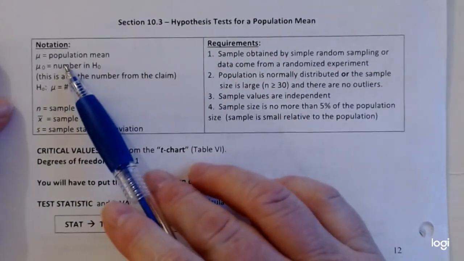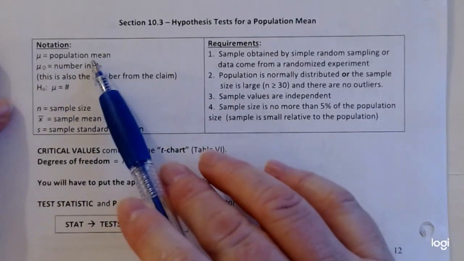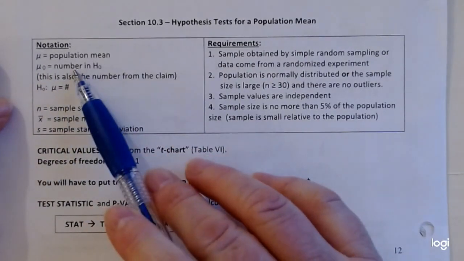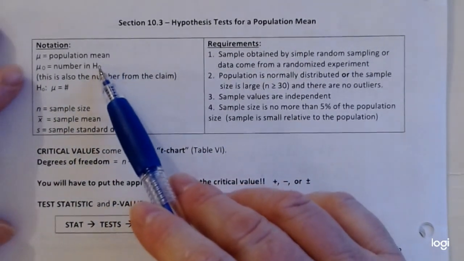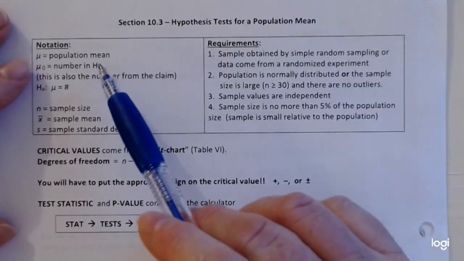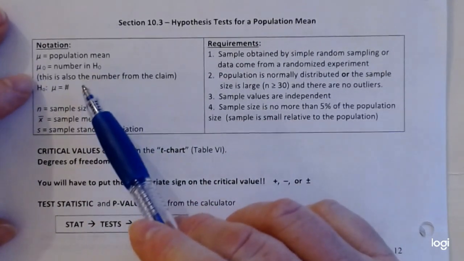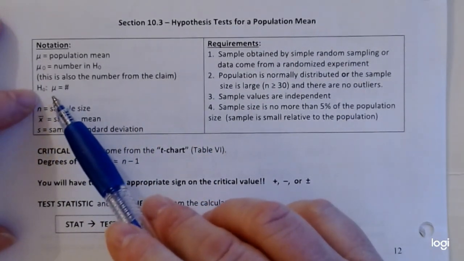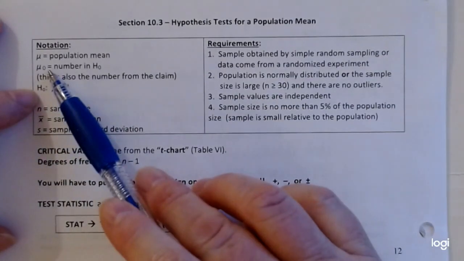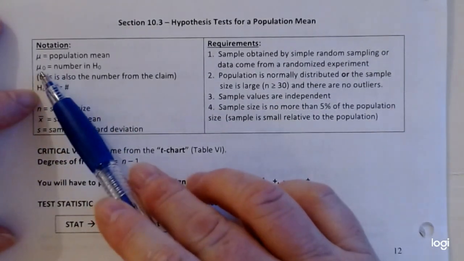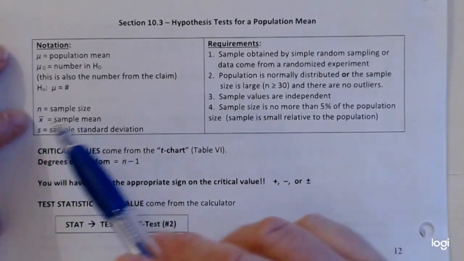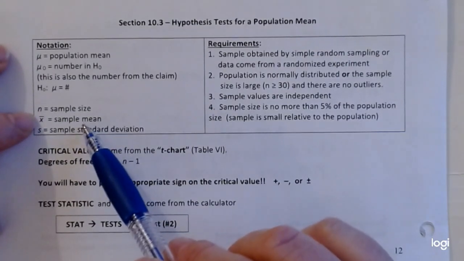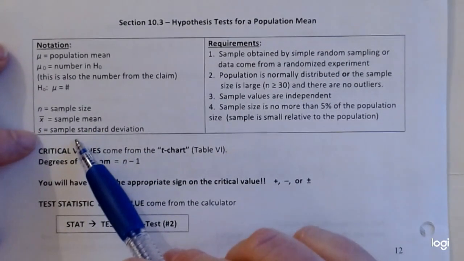And looking at the notation again, we have the symbol for population mean. This mu naught is the number in the null hypothesis. So that is the number that we're comparing it to, and this will be the number in the claim as well. So H naught is that mu, the population mean, is equal to whatever this number is. So this number here will be whatever is in the claim. N is the sample size. X bar is the sample mean, the mean that you get from your sample. And S is the sample standard deviation.